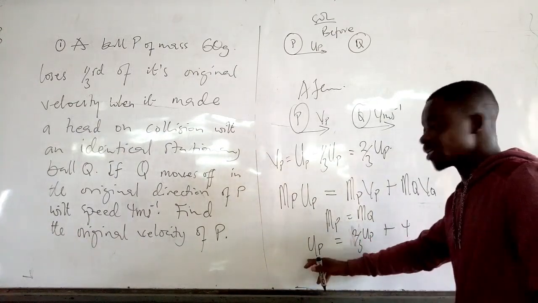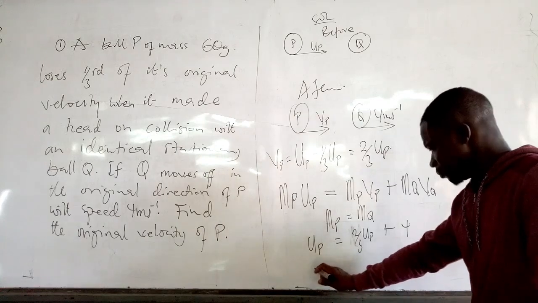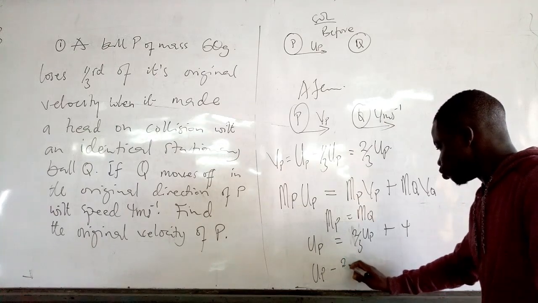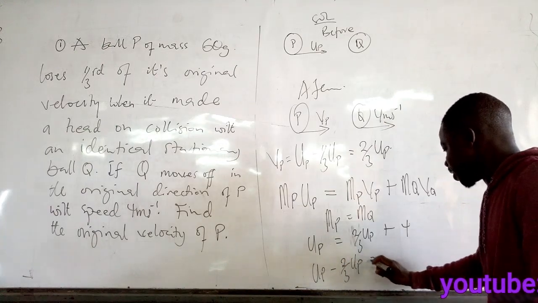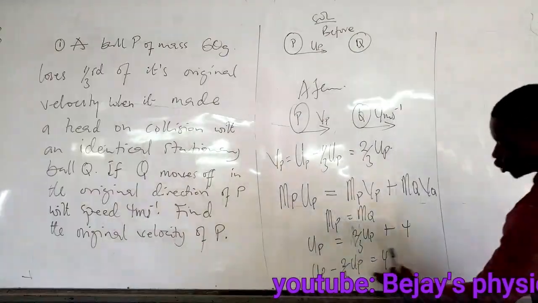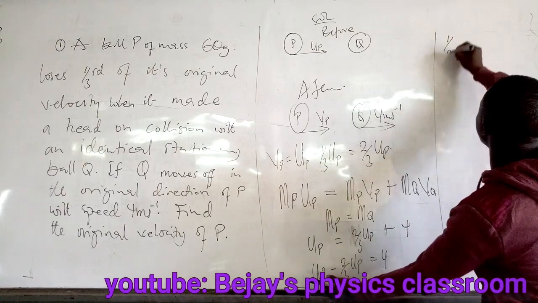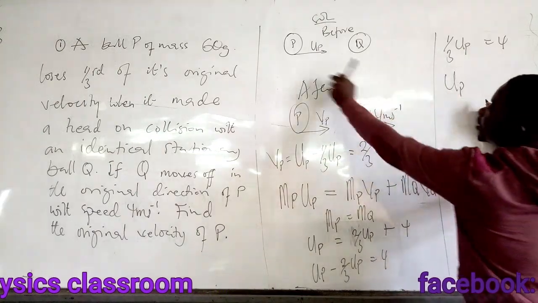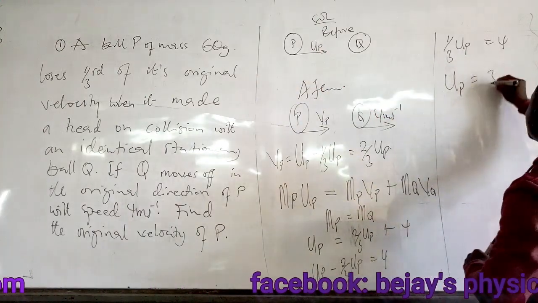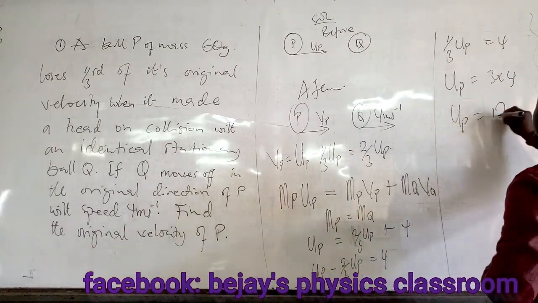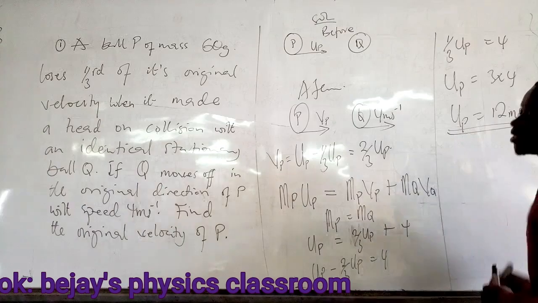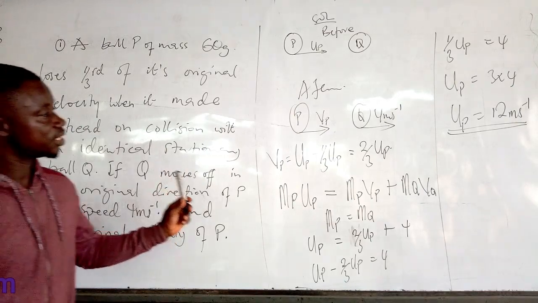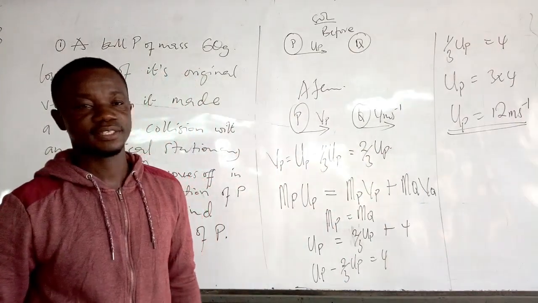Now, we take this one across the equals sign to subtract from this. That will give us Up minus 2/3 Up is equal to 4. Good. So when we subtract this one from this, that will give us 1/3 Up is equal to 4. Therefore, Up, which is the original velocity of P, is equal to 3 times 4. That is equal to 12 meters per second. It means that the original velocity of P is 12 meters per second.